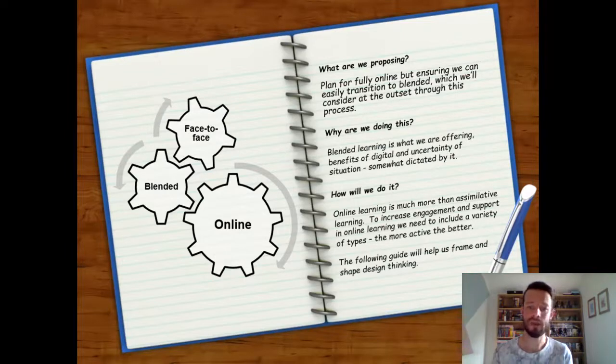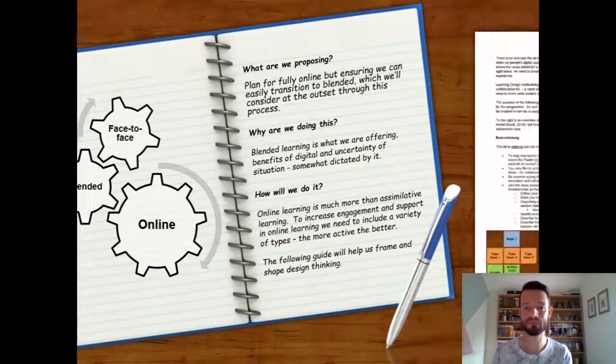So how will we do it? Online learning is more than assimilative learning, where it's a mixture of reading, watching and listening. It's more than that. So as part of this process we'll be looking at how we can increase active learning, engagement and support online, and generally using a variety of types of digital learning, activities and content. So I've produced this guide, which I'll give you a little demo of, to help us think about this content and what the activities are that we want to do on these modules.